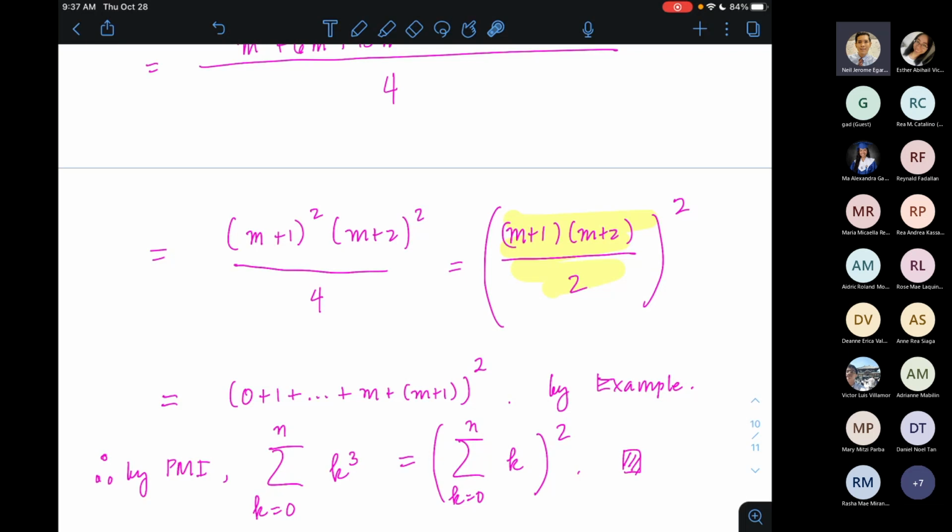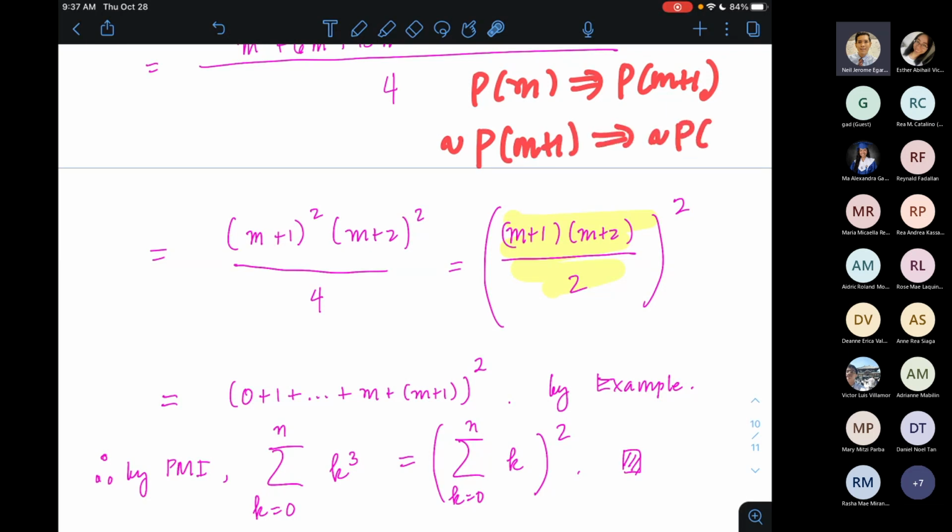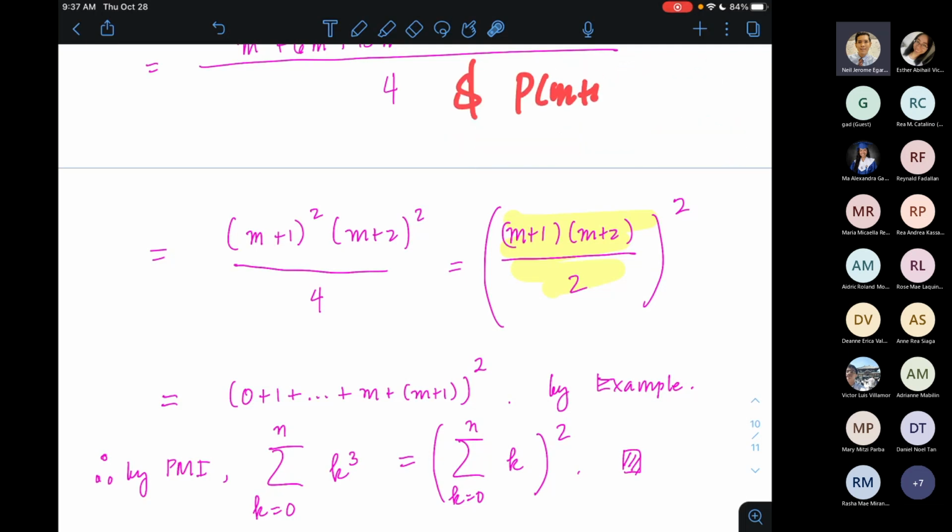Pwede kang mag-direct proof, which is so far what we have been using. Pwede ka rin mag-proof by contraposition. Kung mahirap i-prove yung P of m implies P of m plus 1, pwede mag-contraposition. Prove mo yung not P of m plus 1 implies not P of m. Okay? Or, pwede rin naman mag-proof by contradiction. Suppose P of m plus 1 is false, and then we want to draw up a contradiction.